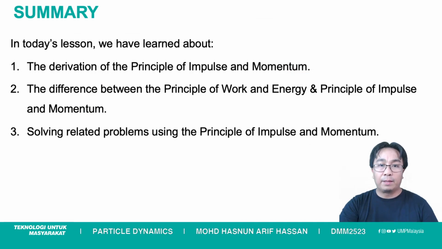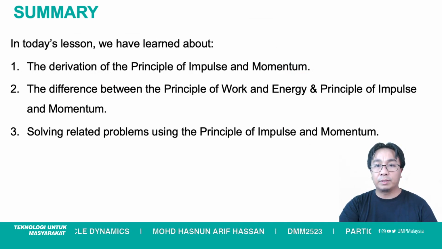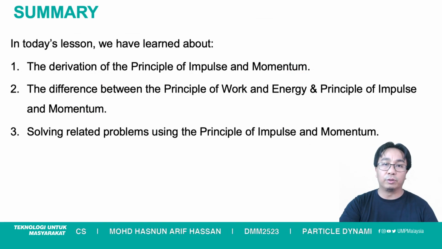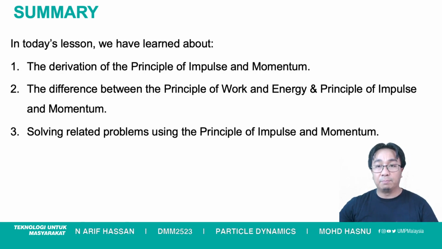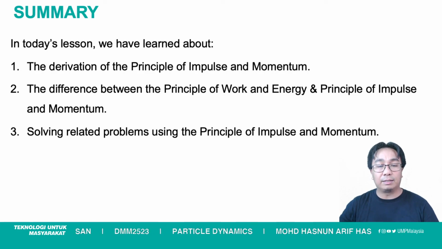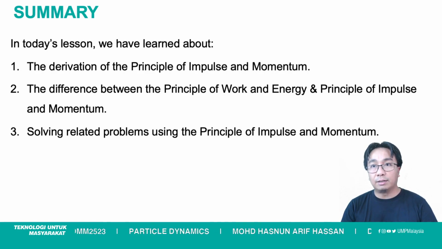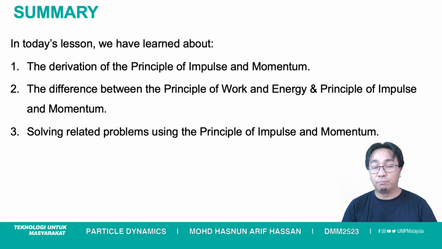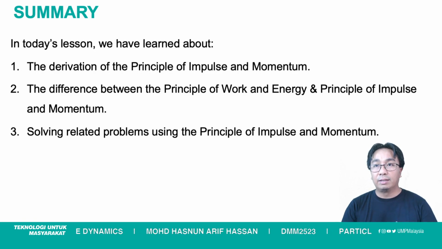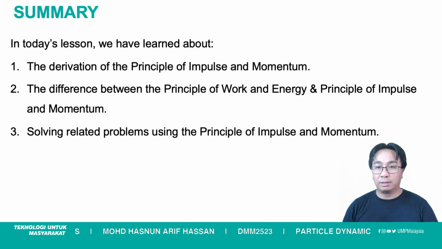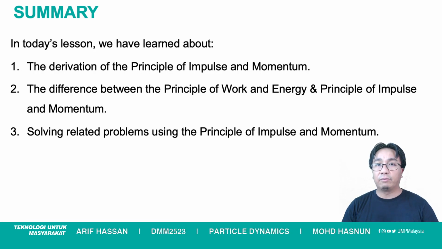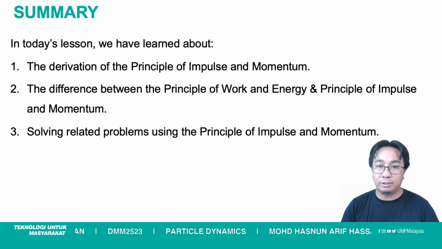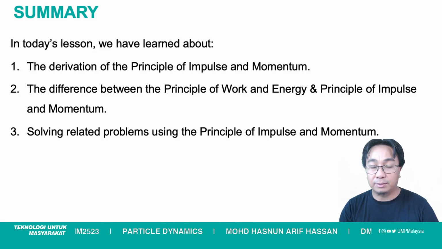So in summary, what we have learned in this video is the derivation of the principle of impulse and momentum. Basically, it comes from Newton's second law of motion, F equals ma. Then you do some rewriting of the equation and rearranging it. And finally, with some integration, you will get the principle of impulse and momentum.